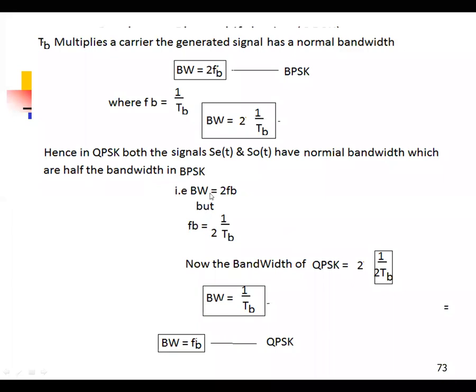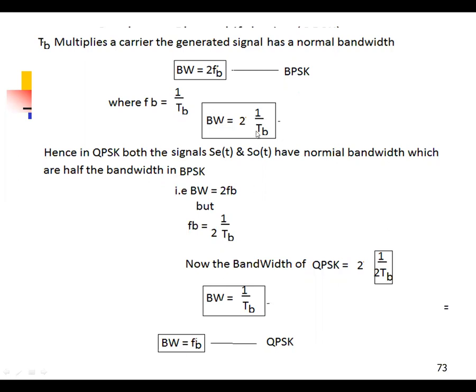How is it? Now the bandwidth is 2FB, where FB is 1 by TB. In QPSK, FB is 1 by 2 TB, not TB. TB is one BPSK bit, 2 TB is two bits, that's why 2 bits are used here. So the QPSK bandwidth is 2 into 1 by 2 TB, the 2 gets cancelled, giving 1 by TB. 1 by TB is nothing but FB. Now the bandwidth of QPSK is FB only.